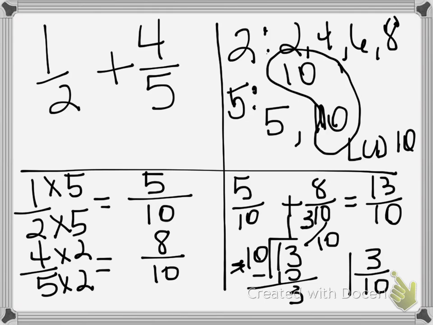I know that 3 is a prime number, so it can only divide by itself. So 10, I ask myself, can it divide by 3? No, it can't. So this fraction is in simplest form.